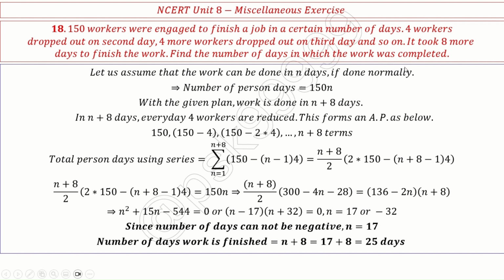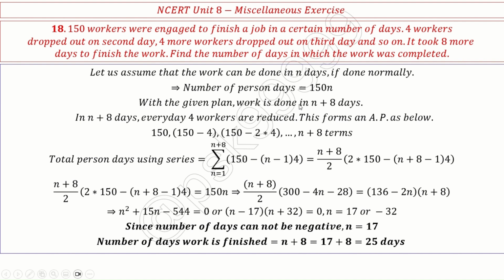So if it is completed normally with 150 workers in n days, the total work is 150 into n. Correct? Sorry, if it is finished in n days, it is 150 n. This is the total amount of work. Total work is 150 n. So even if you apply the second way, you should get 150 n.